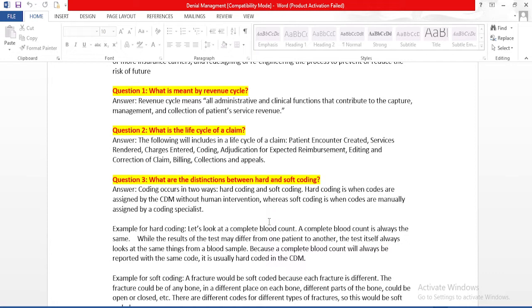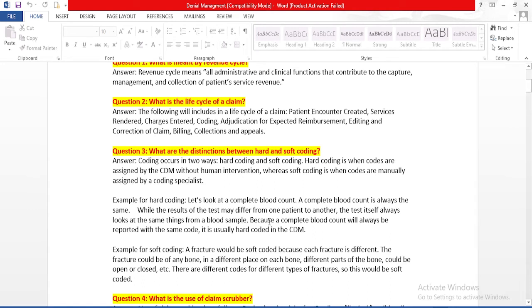Next question. What is meant by revenue cycle? Revenue cycle means all administrative and clinical functions that contribute to the capture, management, and collection of patient service revenue. So, revenue management is the process of capture, management, and collection of patient service revenue.